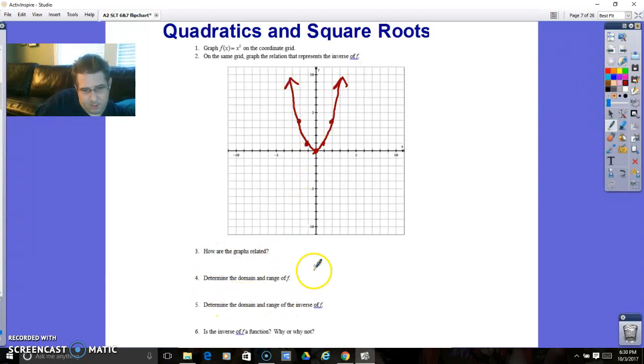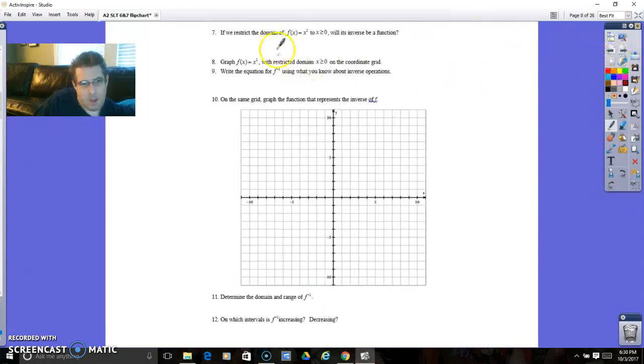Right, so determine the domain and the range. The domain will be all real numbers because it's going left and right infinitely. And it's got a range that would be anything greater than or equal to 0, because the lowest it possibly goes is 0, and it goes infinitely up. I'm going to talk a lot more about that. There's a lot of pages to go, so I'm just going to keep it moving.